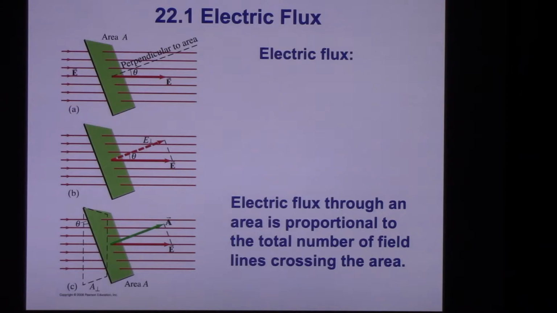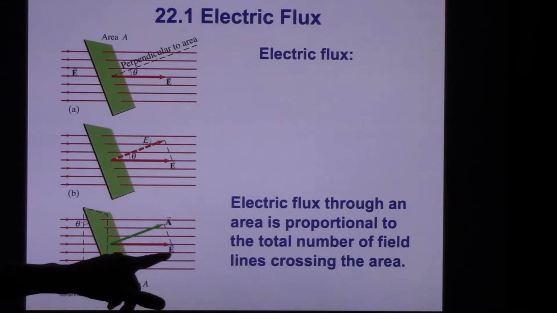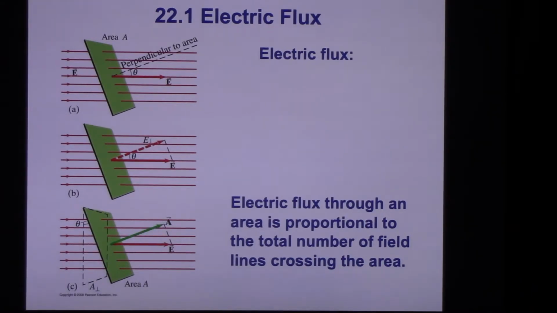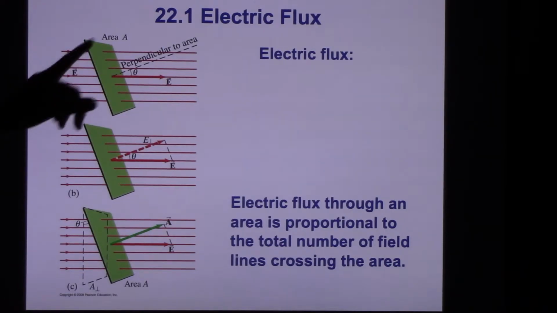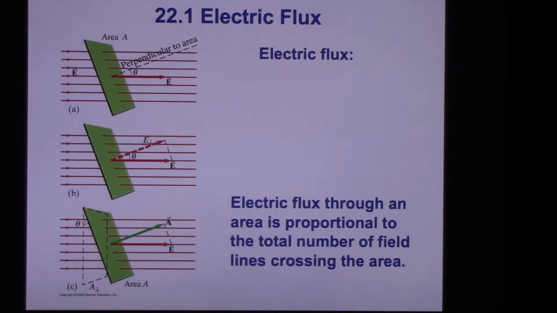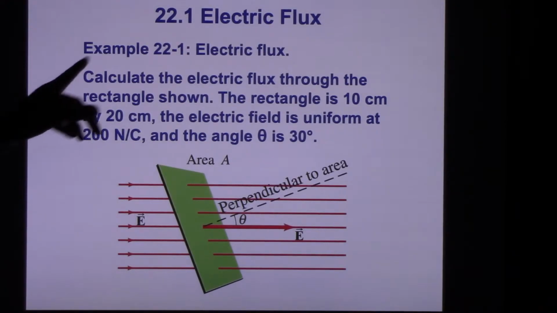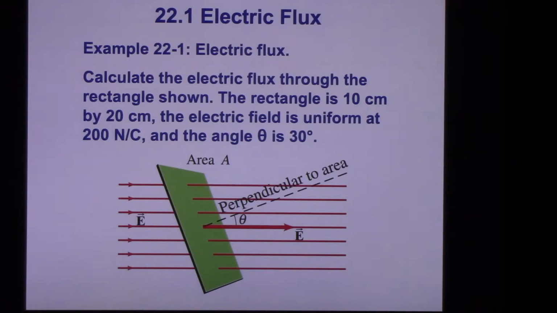If that angle were 0 degrees, that would mean that the surface area would be set up in a way where the electric field lines run perpendicularly through the area. So the flux is defined as the electric field times the area. So that's this new idea of electric flux. Let's go to the next slide. And so here it is in a little more detail, and here is an example of calculating a flux.